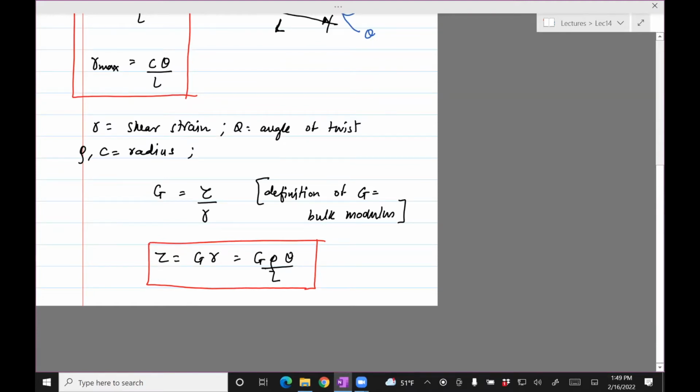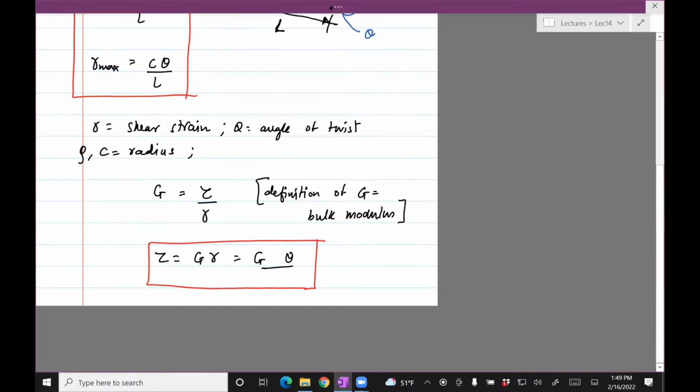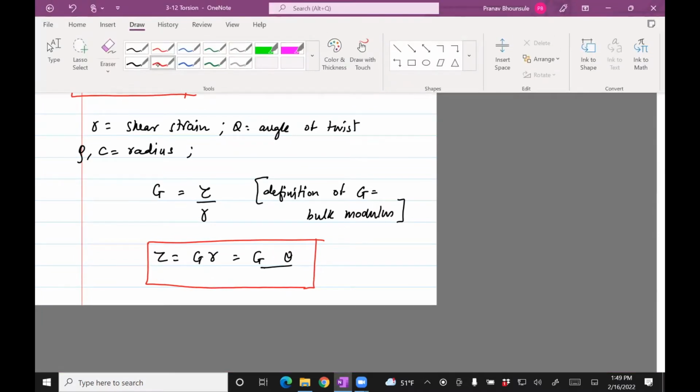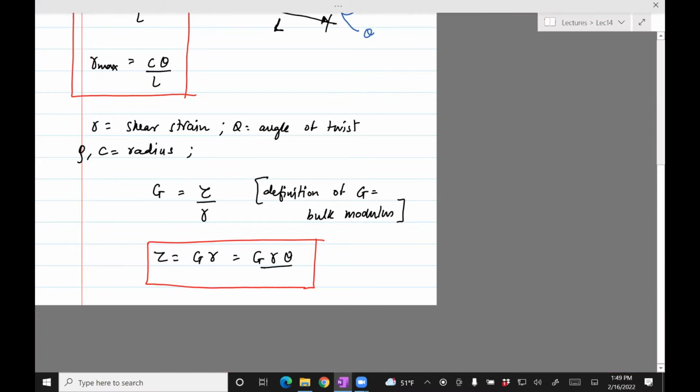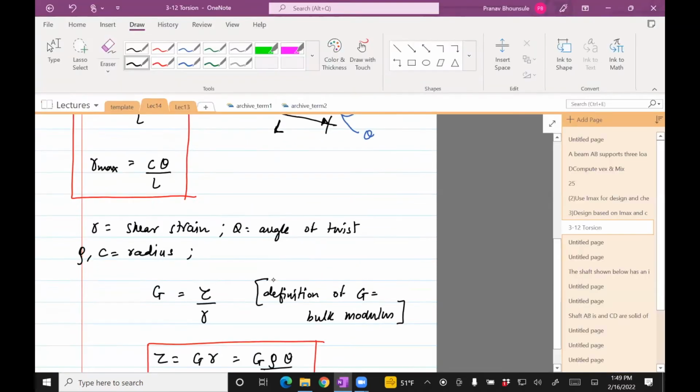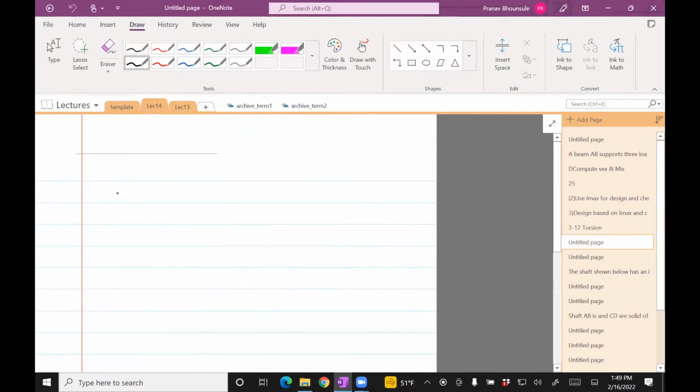L in the bottom, yeah. Okay, and then the maximum shear stress can be obtained by putting rho equals C, which is the radius of the shaft. Tau max equals G C theta divided by L.